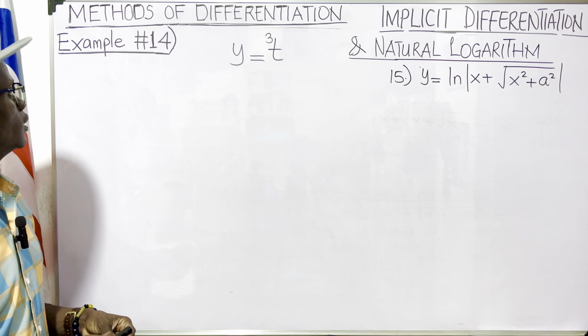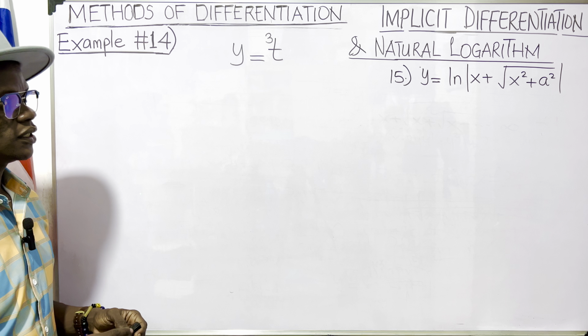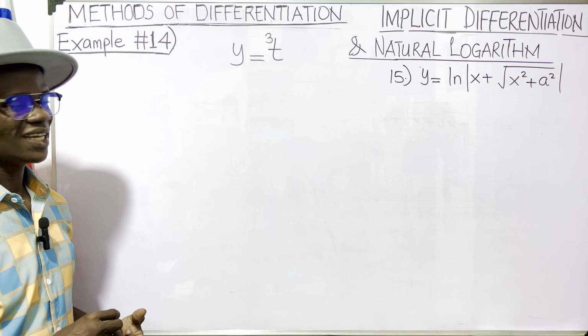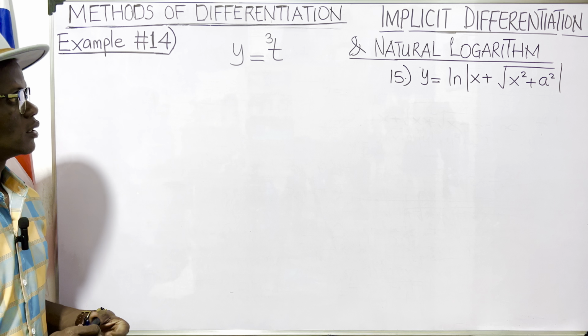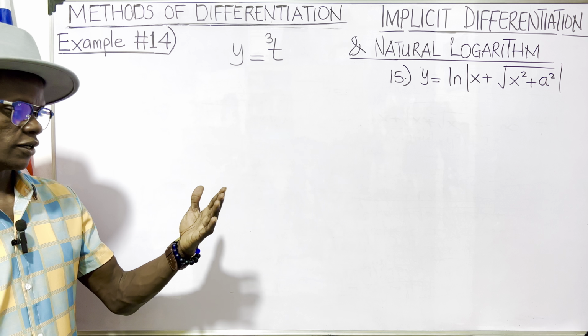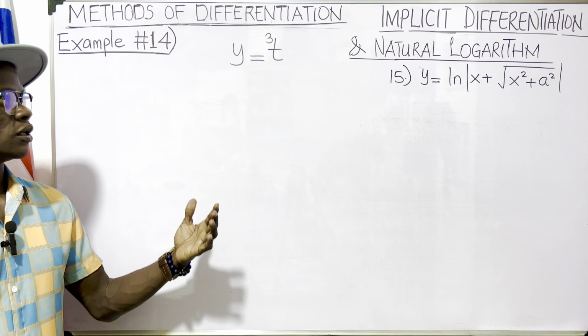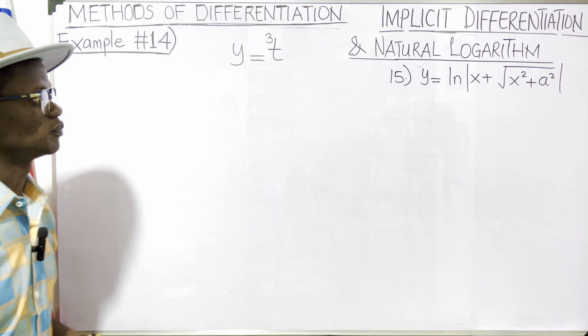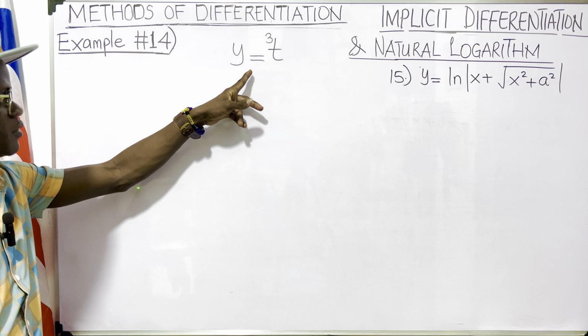In today's lesson, we want to look at a continuation of our previous lesson on derivatives and implicit differentiation, but we want to blend this with natural logarithmic functions. So it's going to be like a combination of both implicit differentiation and that of natural logarithmic functions. So let's look at the first problem.